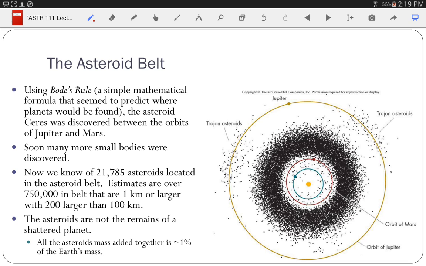Only 200 are larger than 100 kilometers in size. How large is 100 kilometers? Like from here to Omaha. So they believe there's only about 200 total asteroids that are the size, diameter equal from here to Omaha. So not very many big ones. Most of them are small ones.